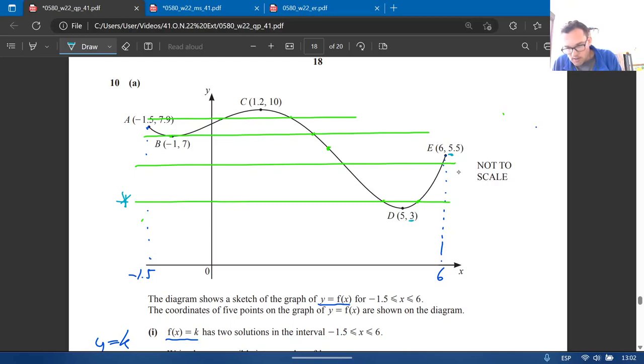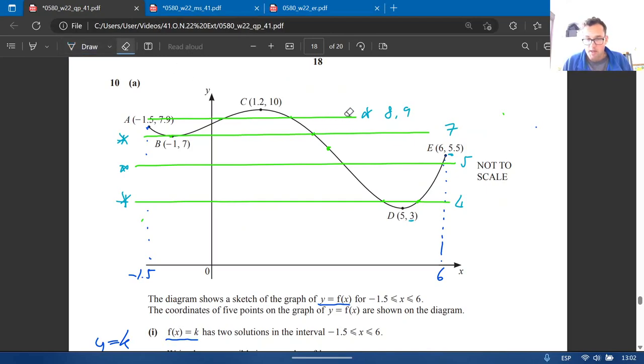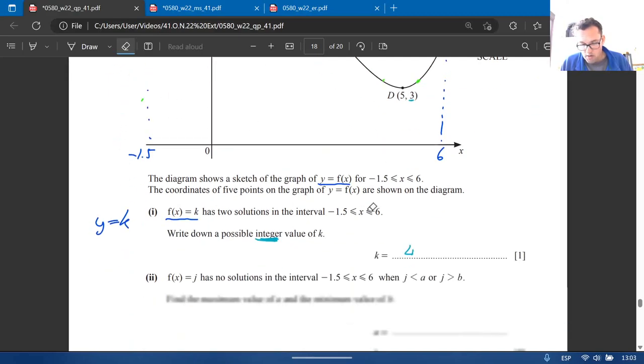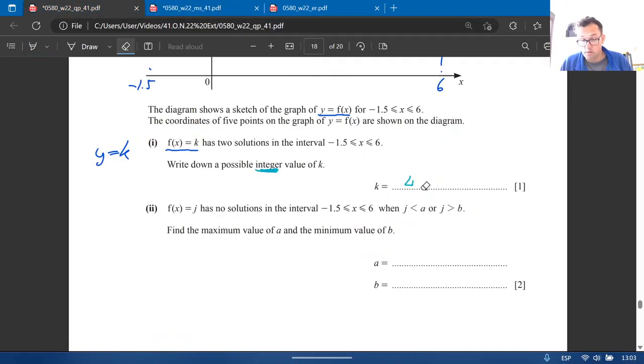Looking at this line, that could be y equals 5. Looking at this line here, only one, y equals 7. And then that line up there, this one here, I guess that would be 8 or 9. Okay, so that's it. 4, 5, 7, 8 or 9. I think those are the possible answers. Yep. So anywhere where the line crosses it in two places. Okay, two places, exactly. Smart. So 4 is right, but also 5, 7, 8, or 9. Any one of those. You don't have to have them all, only one.